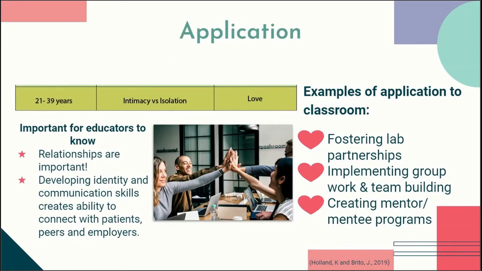Many of our graduate students are between the ages of 21 and 39. According to Erickson, the psychosocial crisis is intimacy versus isolation, with the virtue being love. Successful relationships are an important part of an individual's identity. There is a direct relationship between socialization and communication skills, both inside and outside the classroom. Avoiding intimacy can lead to isolation, loneliness, poor communication skills, and depression, hindering a student's success.